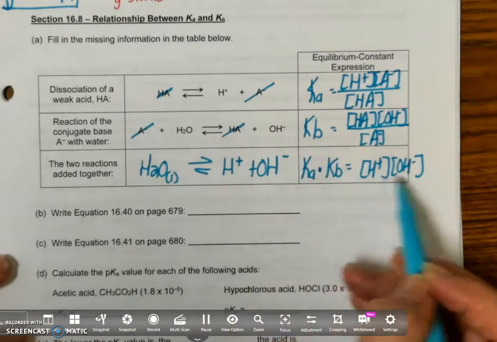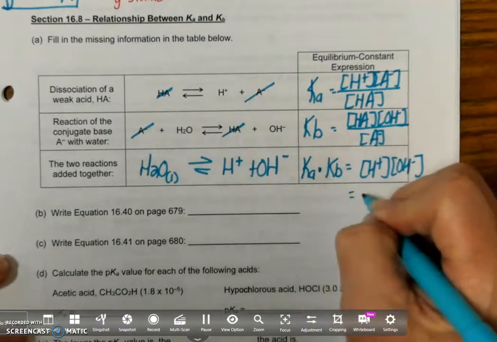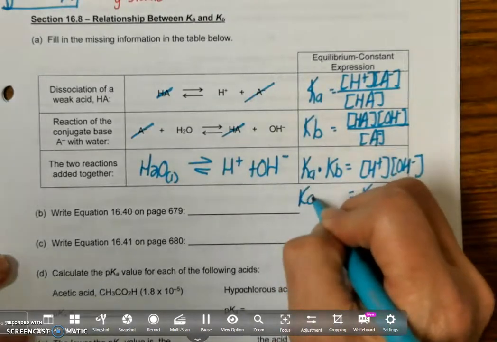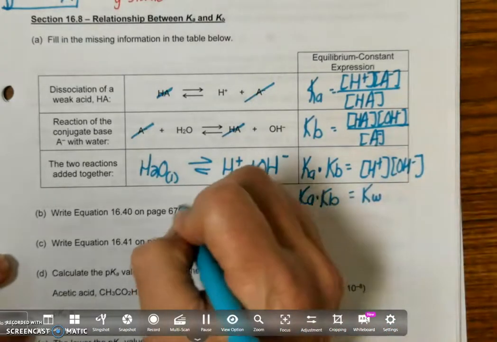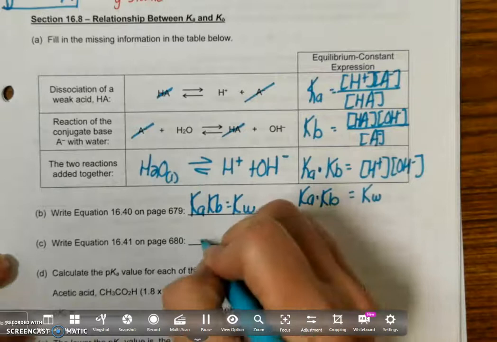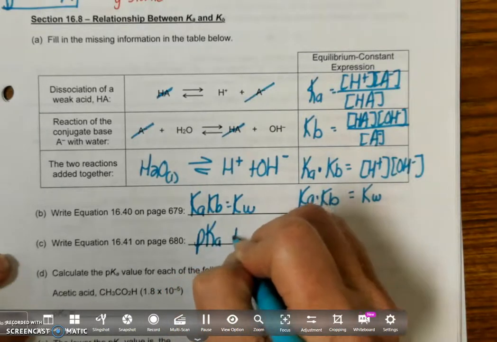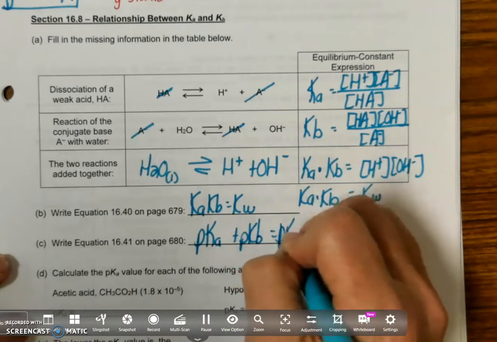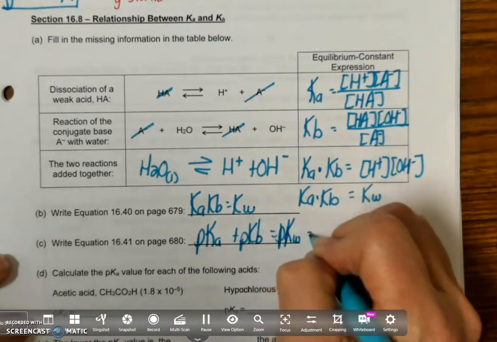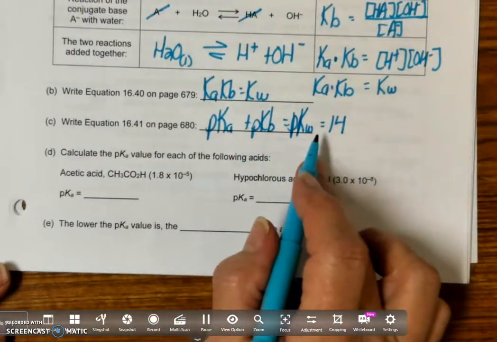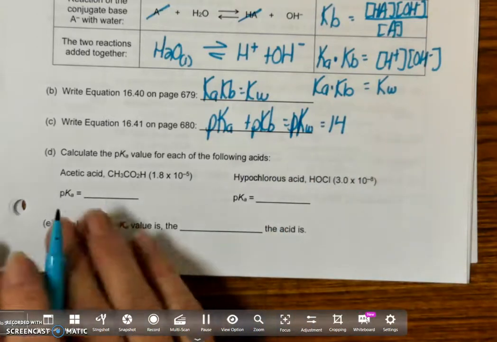But look at what that is. That's my reaction. Well, what is that? That is Kw. So Ka times Kb is equal to Kw, right? So we're going to put that here. If I take the logs of everything, I can also say my pKa plus my pKb is equal to pKw, which is equal to 14. Okay? So now there's this relationship between Kb and Ka through Kw that will allow me to do some calculations.